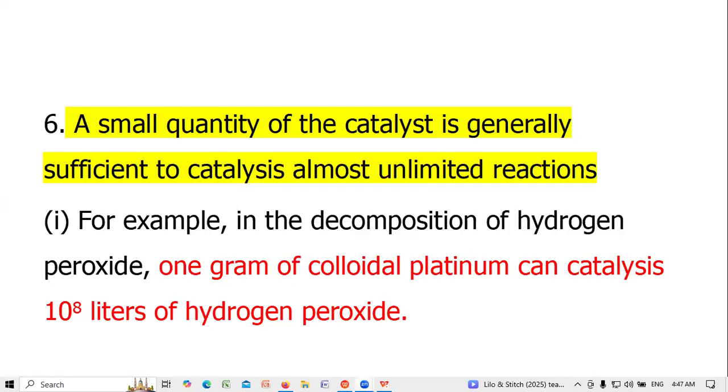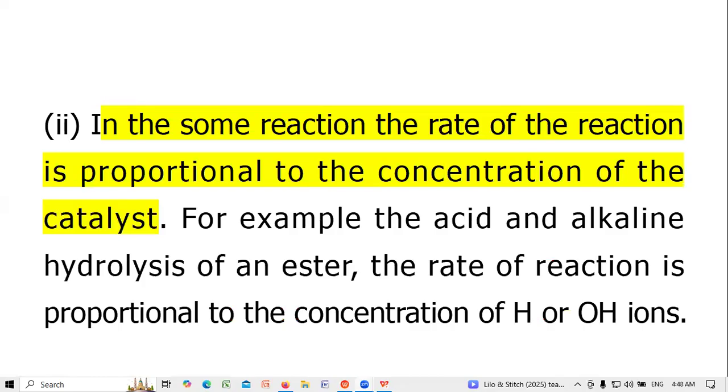A small quantity of catalyst is generally sufficient to catalyze an almost unlimited reaction. For example, in the decomposition of hydrogen peroxide, 1 gram of colloidal platinum can catalyze 10 to the power 8 liters of hydrogen peroxide. Another example, in some reactions, the rate of the reaction is proportional to the concentration of the catalyst.